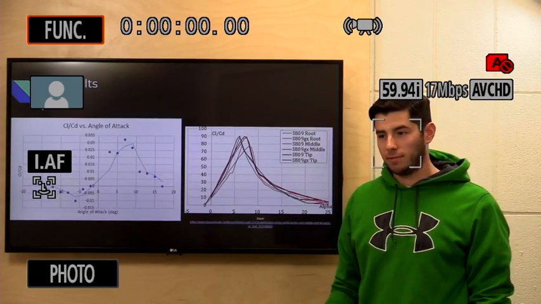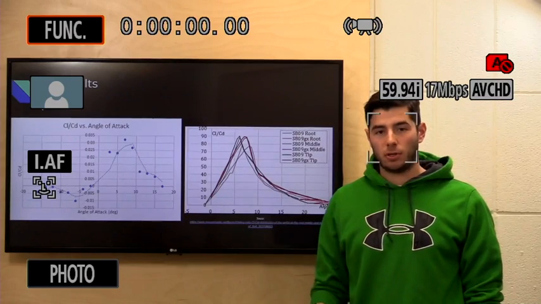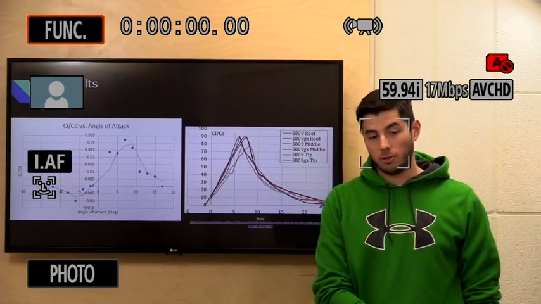That's all we had for the results of the experiment. As I mentioned, some of the errors, we're going to go over that a little bit more in the conclusion section with my next partner, Luke.